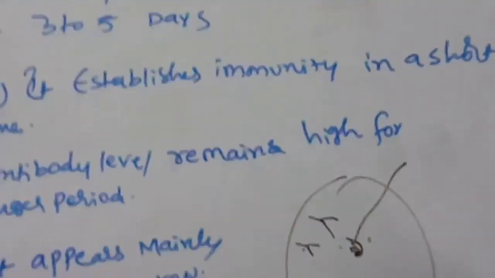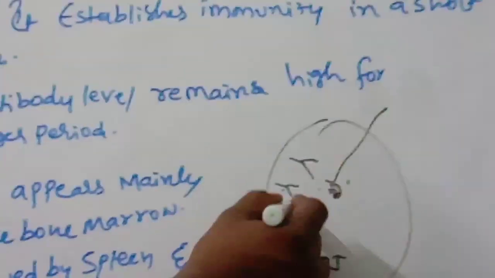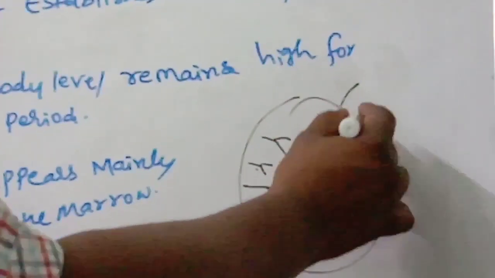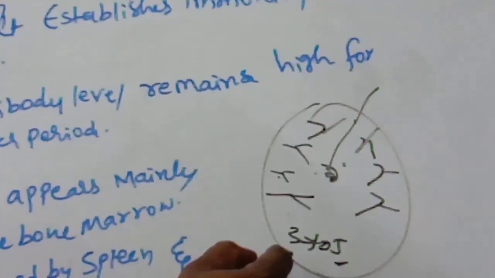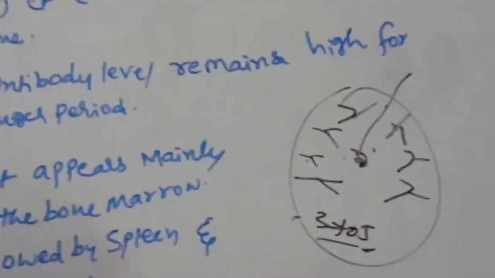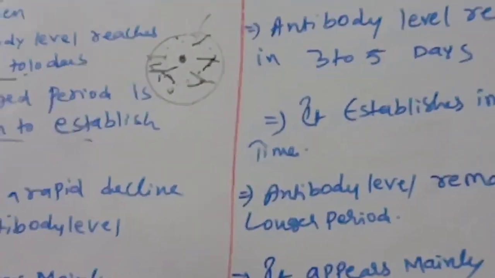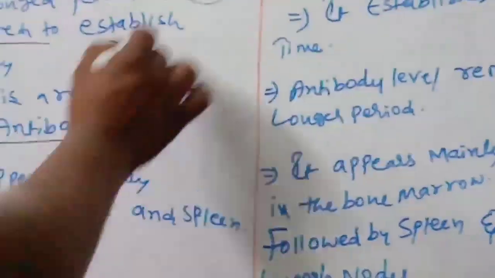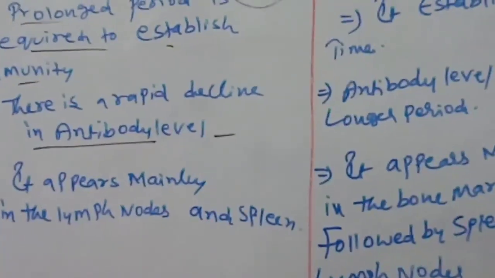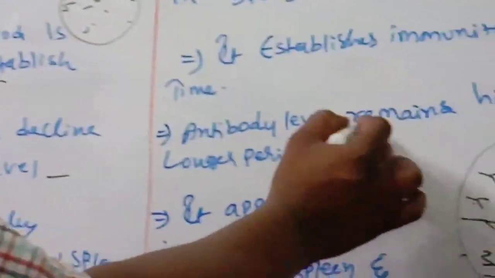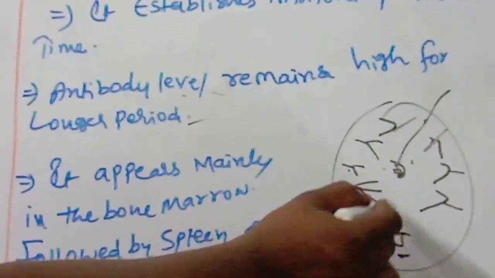Antibody level reaches peak in just 3 to 5 days. It establishes immunity in a short time, 3 to 5 days. But in the primary response a prolonged period is required to establish immunity. There is a rapid decline of antibodies in the primary response, but in the secondary response antibody level remains high for a longer period.